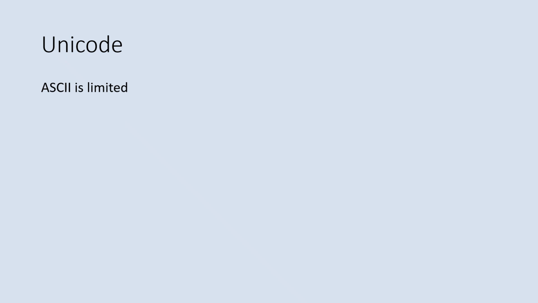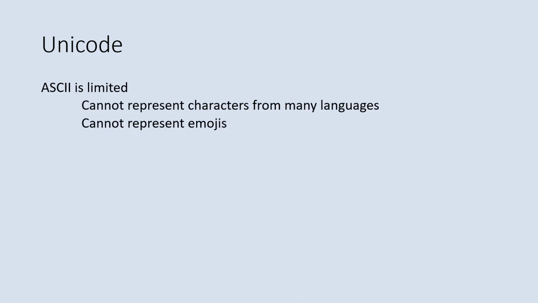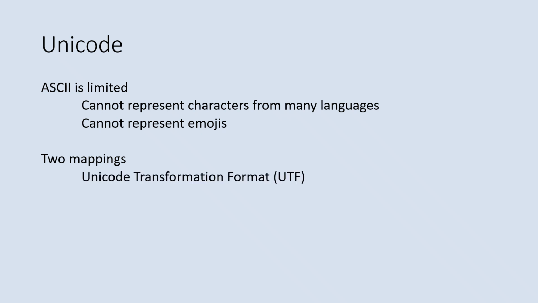So the limitations of ASCII include things like we can't represent emojis in ASCII. But if we had more bytes available, then we could represent these other characters as well. So there are two different mappings that are related to Unicode. One is the Unicode transformation format, which is represented by UTF.